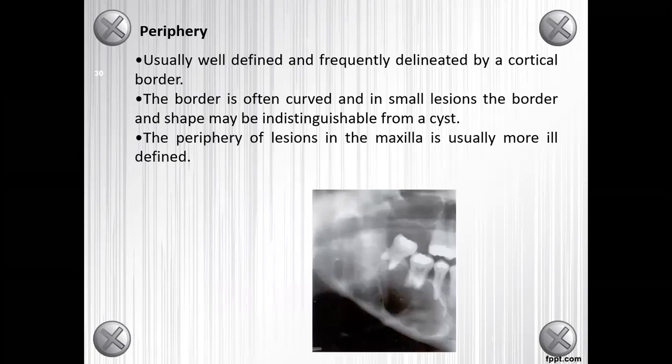Peripheral lesions in the maxilla are usually more ill-defined. That is because the maxilla has many structures within the jaw, and the lesion goes on destroying areas, so you may find the borders more ill-defined. Whereas the mandible is a thick, dense bone which localizes the tumor mass to a specific region.